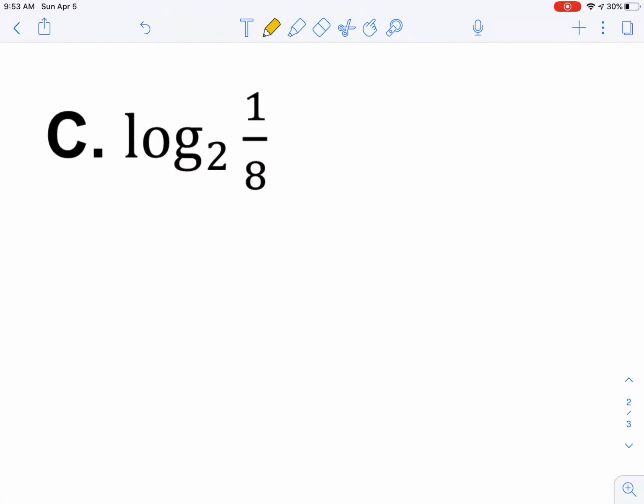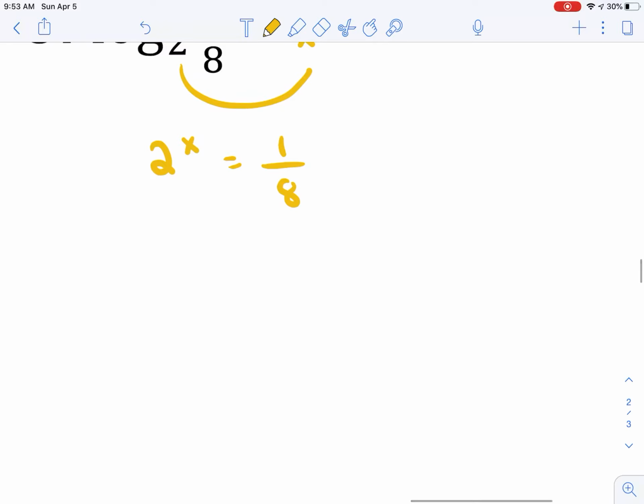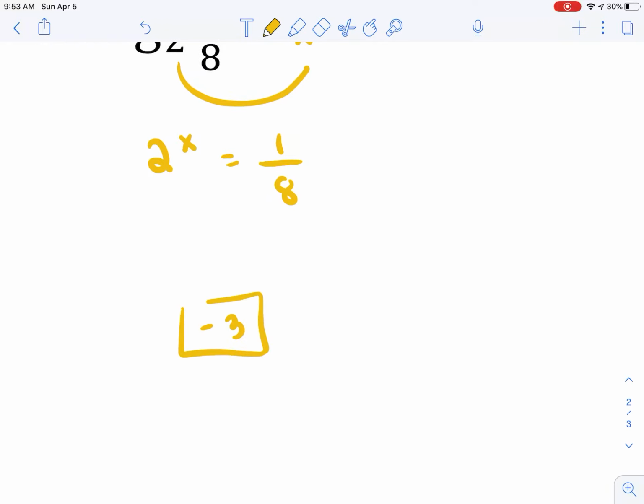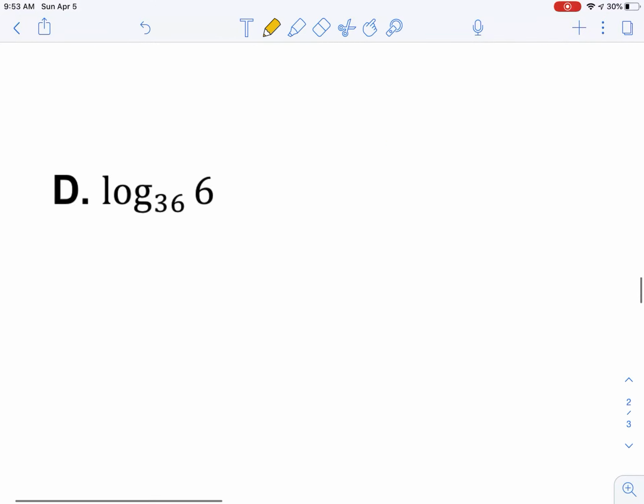For part C, it kind of takes that idea and goes a little bit further with it. 2 to what power is 1/8? Well, if you remember 2 to what power is 8, you would say 3, but because we want the reciprocal answer, we would get -3. Note, you can also get the same base, but again, you would just have to know that 1/8 is really the same thing as 2 to the -3rd power.